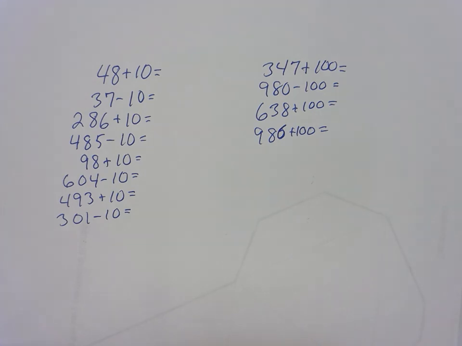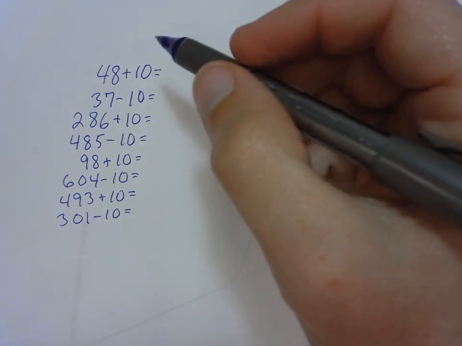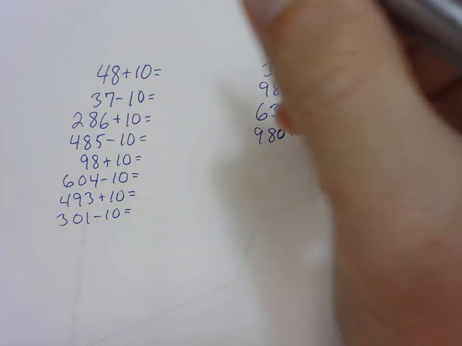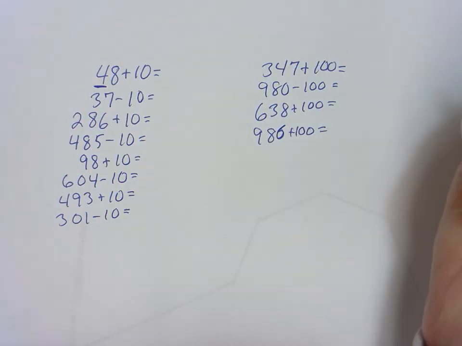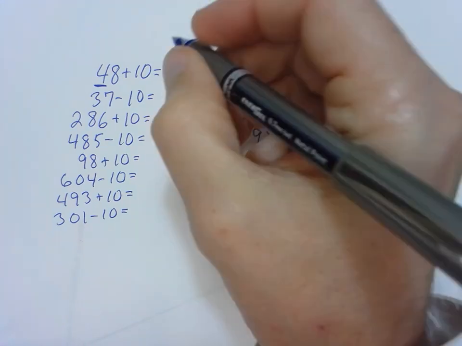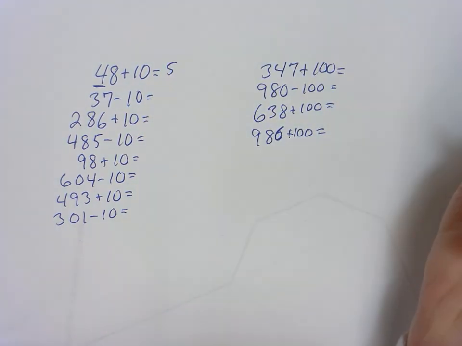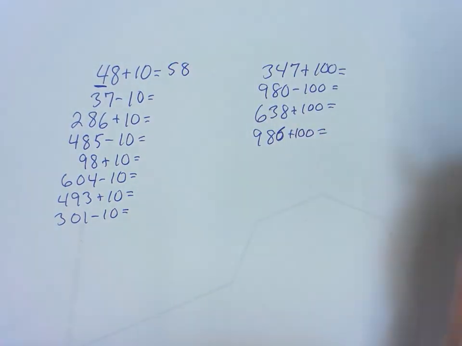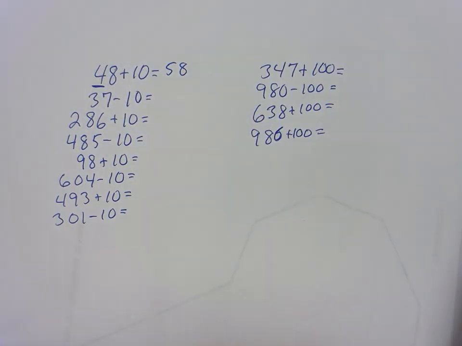We are going to work on adding 10 and subtracting 10 from numbers, as well as adding 100 and subtracting 100 from numbers. So in my first one here, I have 48 plus 10. Now you see I have 4 10s in 48. So if I add 1 10 onto that, I'm going to have 5 10s and keep my 8 1s. So the only thing that changed there was the tens place.